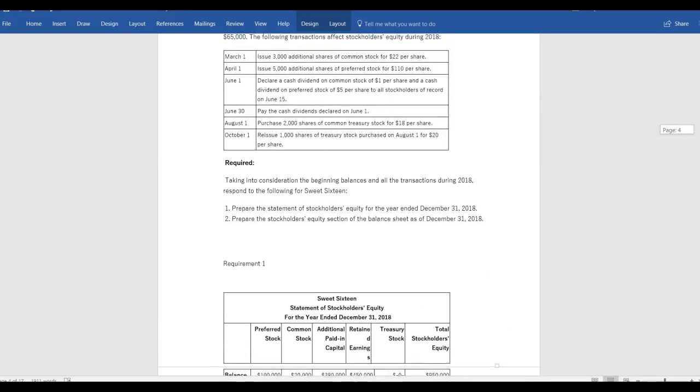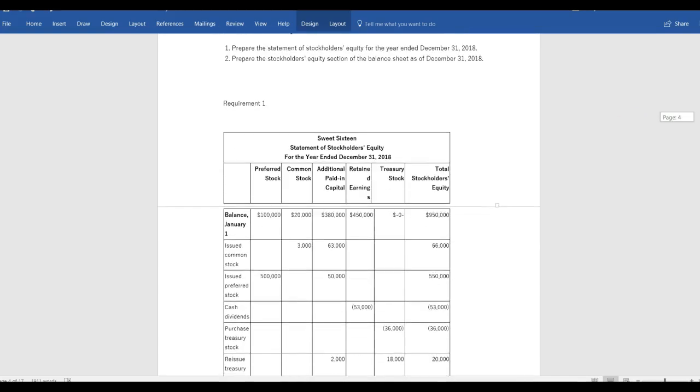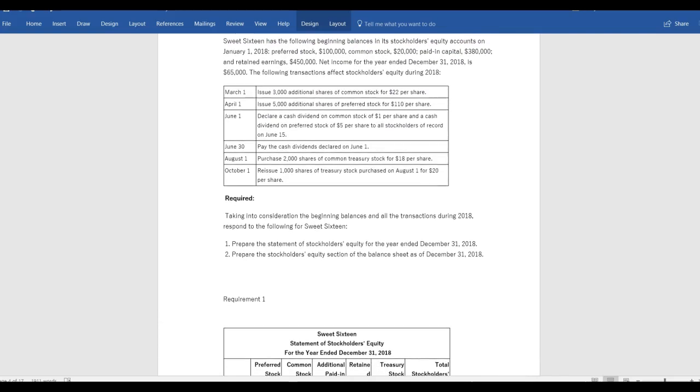The next piece says purchase 2,000 shares of common treasury stock for $18 a share. Well, that's going to be a separate line item of treasury stock, and we're going to show the entire amount as a negative here to treasury stock. And again, we bring forward our total stockholders' equity section here.